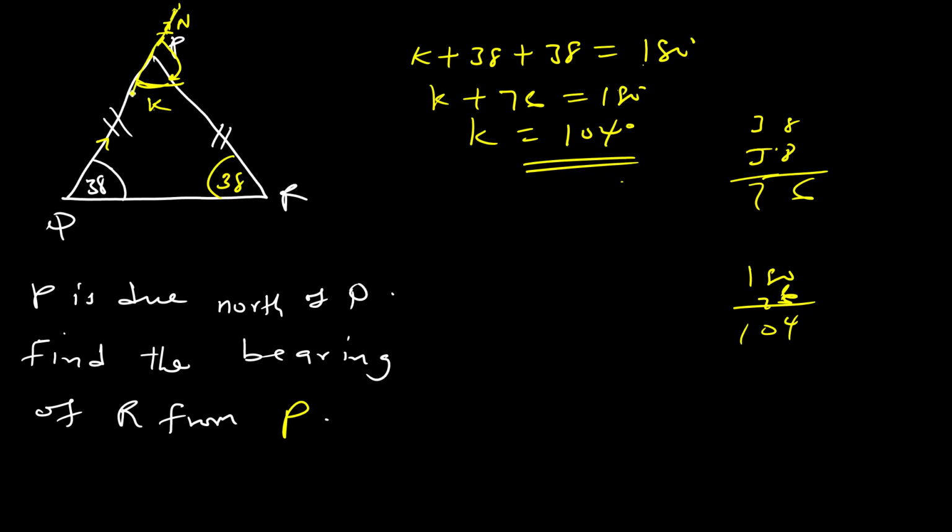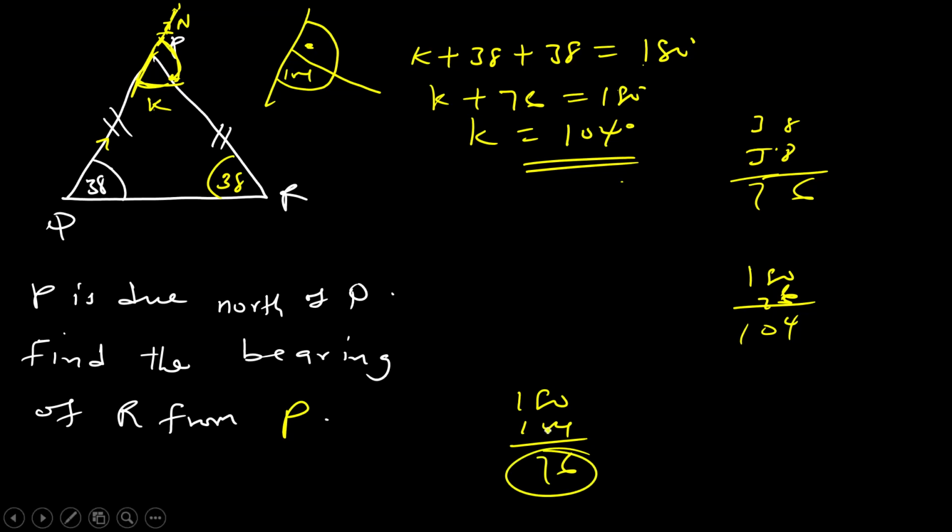Now we have it looking like this, and this side is 104. So what is this side? When we find this side, the result will be the bearing of R from P. So we have to subtract 104 from 180. So 180 minus 104 is 76. Okay, so this side is 76. So the bearing of R from P is 076 degrees.